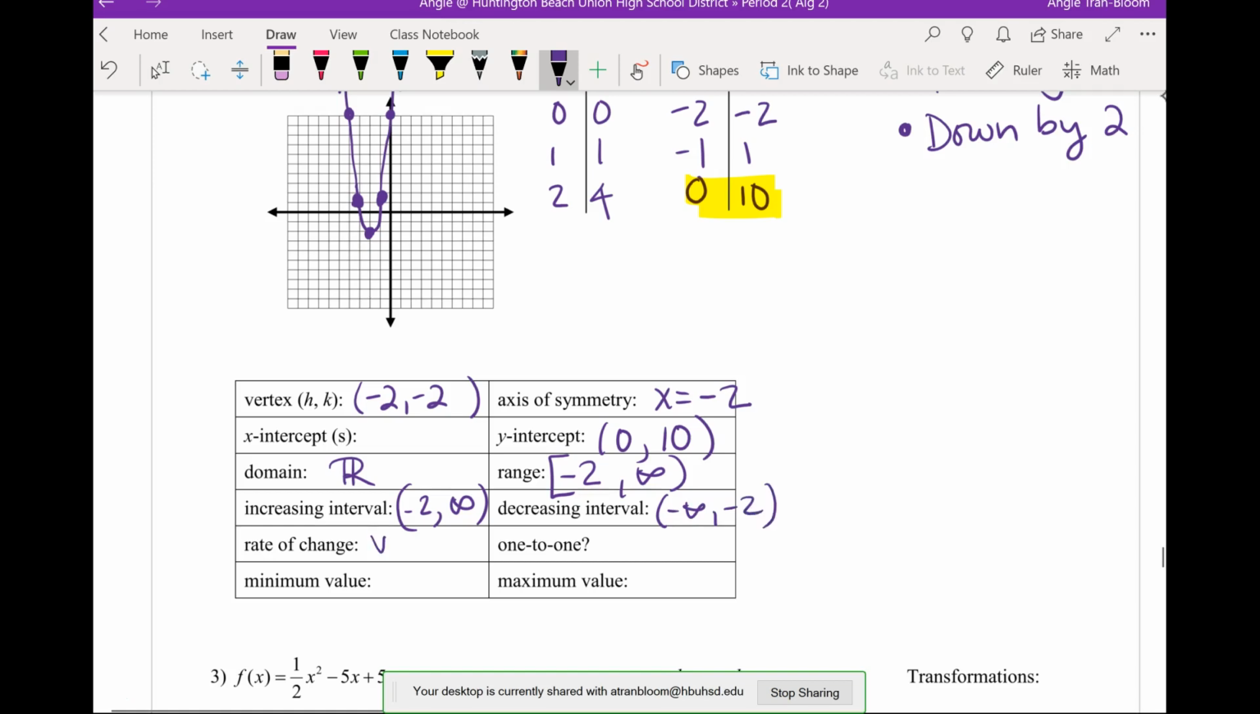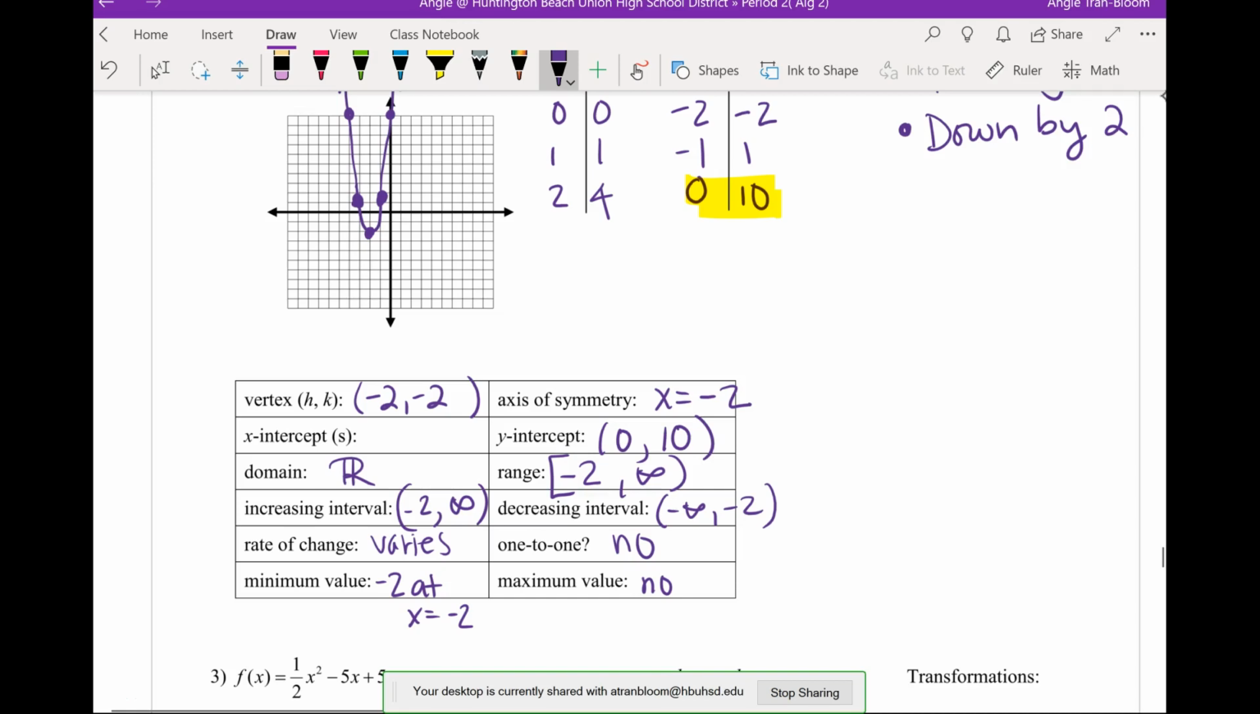Decreasing interval. The rate of change, because it is a parabola, we're going to say varies for now. Is it a one-to-one function? No. Do we have a minimum value? It's -2 at where? Do we have a maximum value? No.